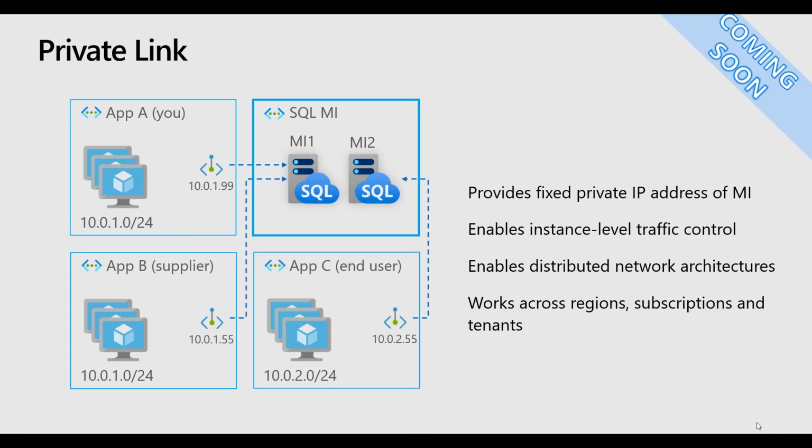On the other hand, your end user can only access your managed instance 2 if there is a private endpoint within its own network. So this distributed network architecture now works across regions, across Azure subscriptions, and even across Azure tenants. No limitations in that regard.